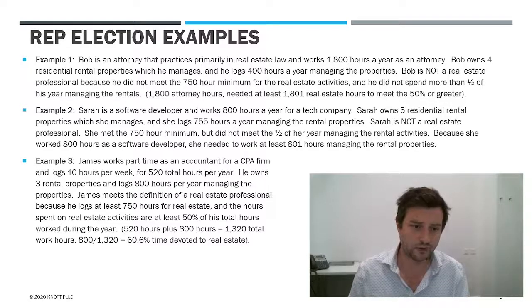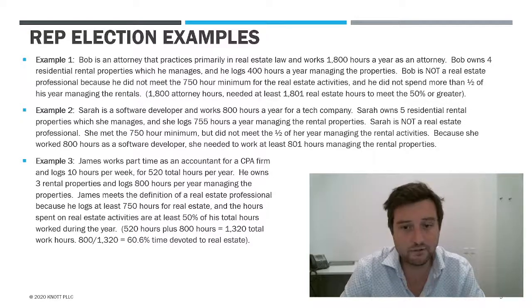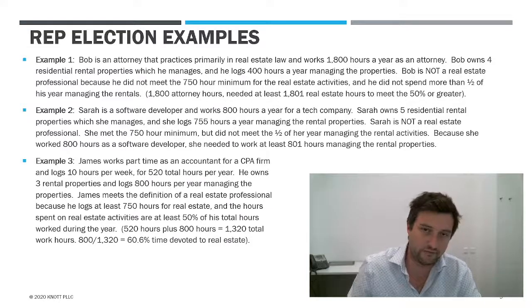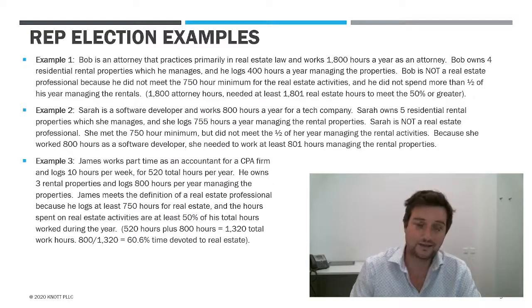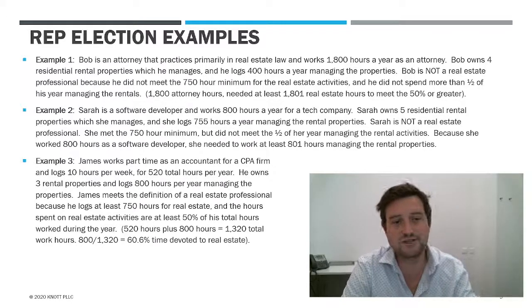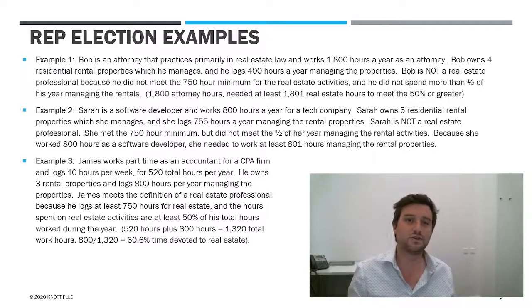Okay, so let's look at example number 2. Sarah is a software developer. She works 800 hours a year for a tech company, right? So part-time as a software developer. She owns 5 residential rental properties, which she manages, and she logged 755 hours a year. So Sarah, again, this is a tricky one, right? Sarah's not a real estate professional. She met the 750-hour minimum, right? She did 755, just barely made it. But she did not meet the one half of the year managing the rental properties, right? Because she worked 800 hours a year as a software developer.